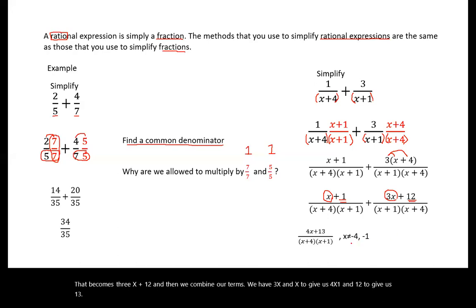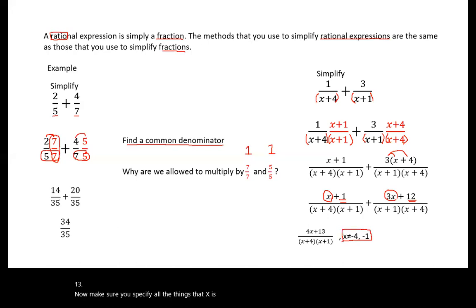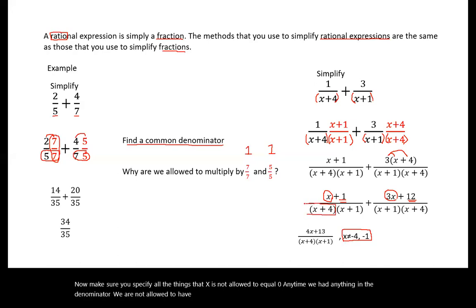Now make sure you specify all the things that x is not allowed to equal. Anytime we had anything in the denominator, we are not allowed to have a 0 in the denominator. So for this one, we can't equal -4. For this one, we can't equal -1. Why did we not have to do that over here? Because there's no x. So there's no way to make that denominator 0.